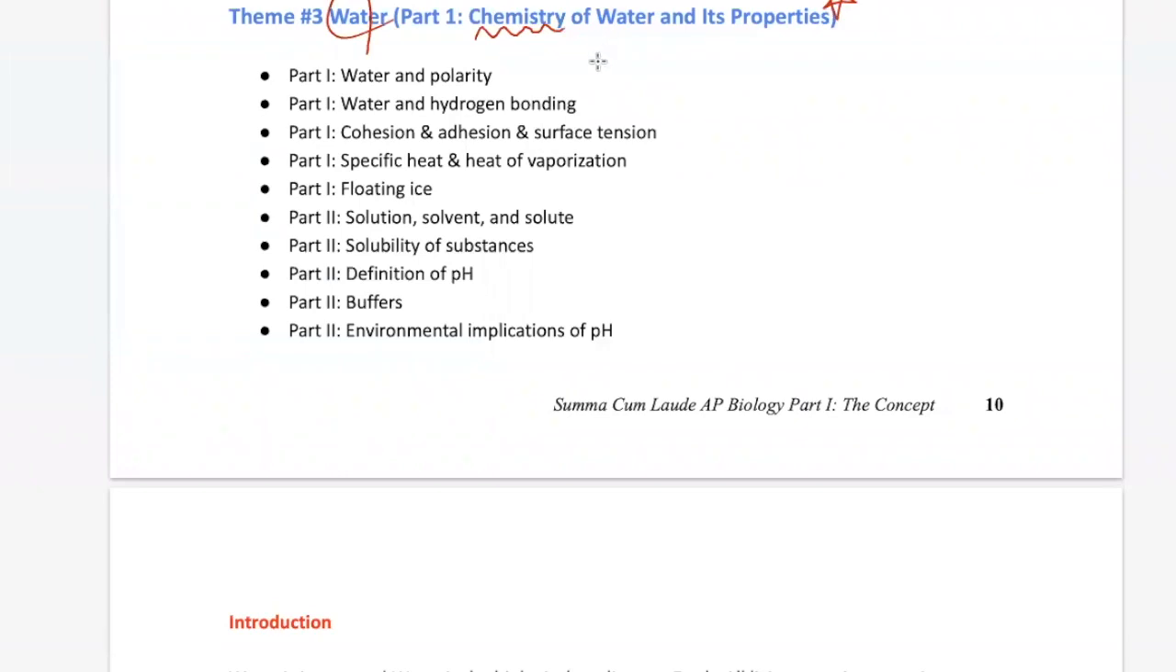Last class, we learned about the concept that function actually comes from structure for most of the biological molecules. It's quite similar for water, although it's not necessarily a living thing. So we're going to talk about how the structure of water influences the function, or the properties, of water.